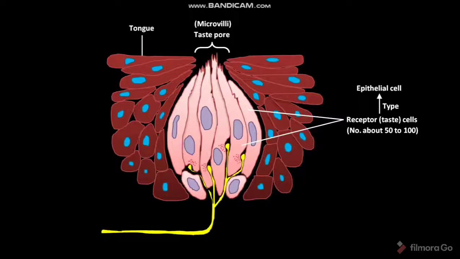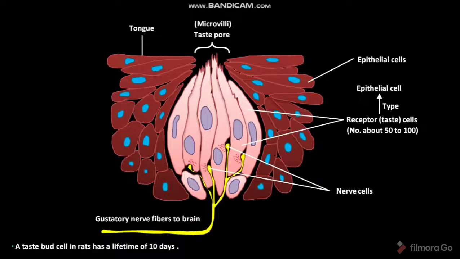Each taste bud is surrounded by epithelial cells. Nerve cells are supplied to the taste cells. These nerve cells form gustatory nerve fibers which go to the brain.